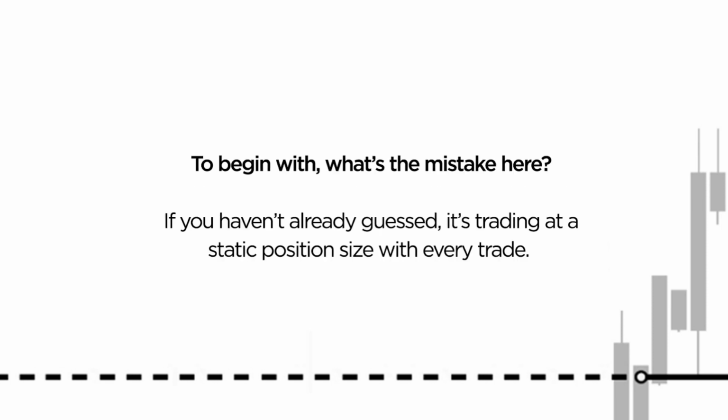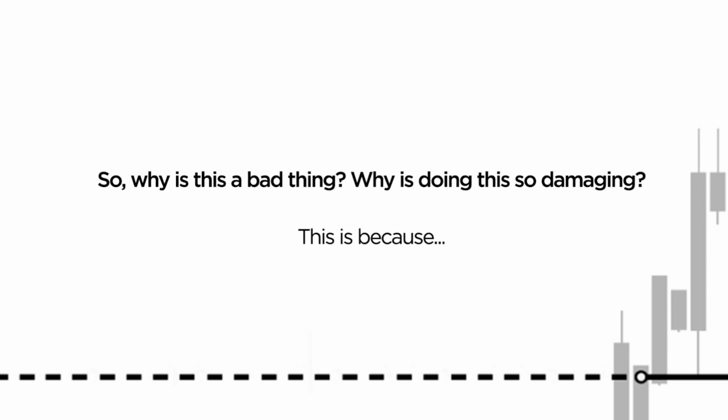Now, to begin with, what's the mistake here? If you haven't already guessed, it's actually trading at a static position size with every trade. So why is this a bad thing? Why is doing this so damaging? Well, this is because every trade has a different stop loss and a different target, as one example. And if you're trading at a certain pound per point, it means that you're potentially taking both small and large losses and small and large wins with no real structure. And what this leads to is, of course, inconsistent results.